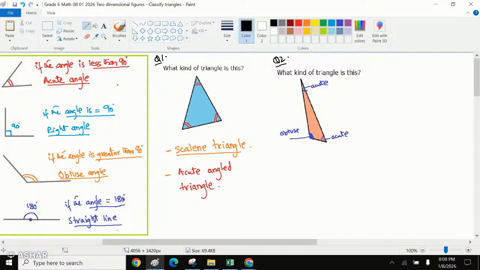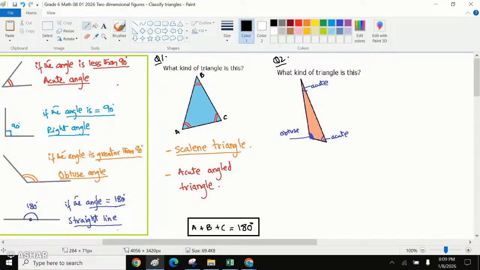We also need to remember that if we add all the three angles of a triangle, the sum of angle A plus angle B plus angle C should always be equal to 180, okay? We need to remember this condition. The sum of all the angles inside a triangle can never be greater than 180. It has to be equal to 180.